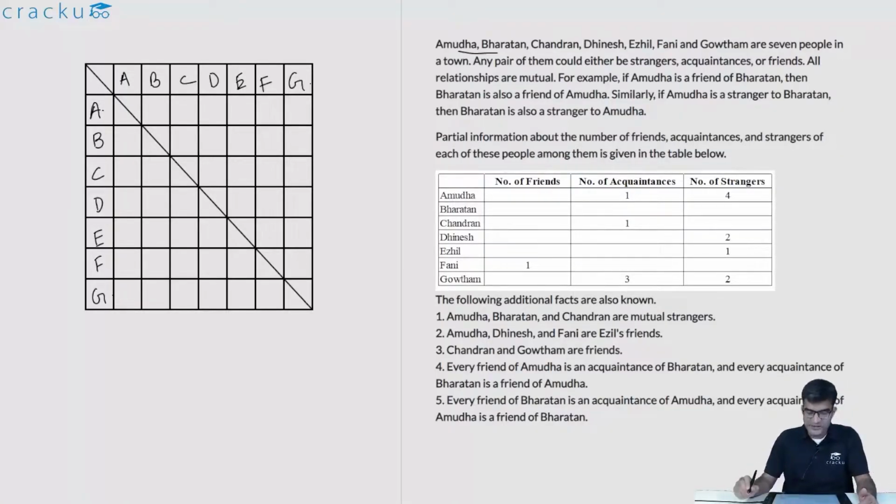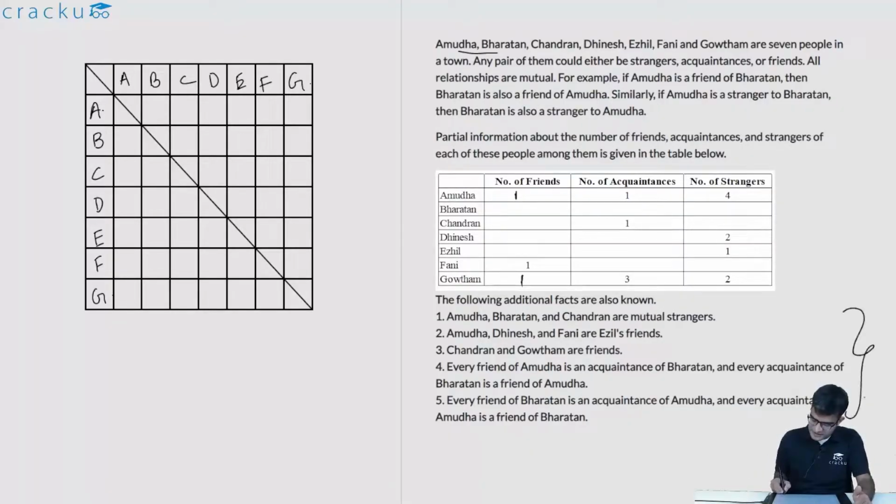If you are looking at the table that is given, you know that A has 1 acquaintance and 4 strangers. The total number of relationships that this person is going to have is 6, with the remaining 6 people. This would imply that the number of friends that A has is 1. Similarly, for G, we know that G has 3 acquaintances and 2 strangers, so the number of friends has to be 1, which is 6 minus 3 minus 2.